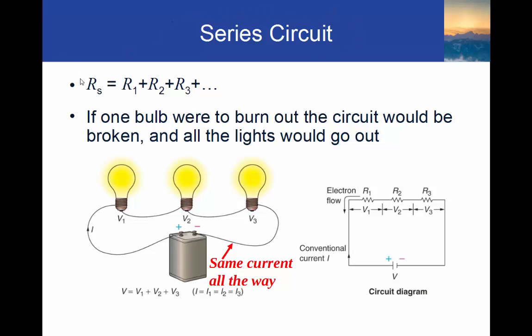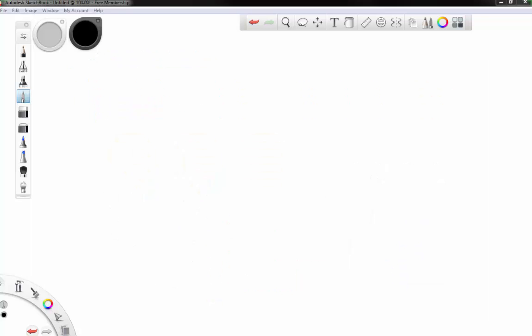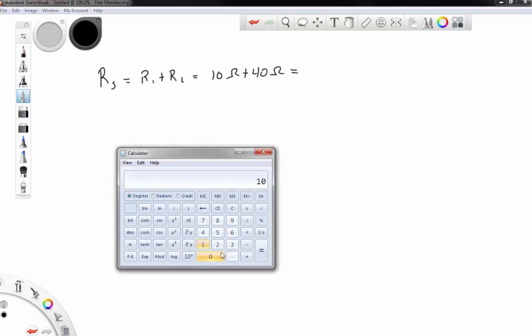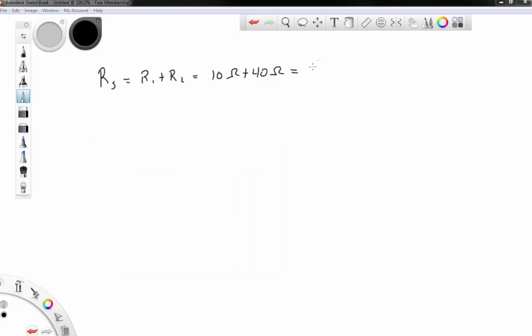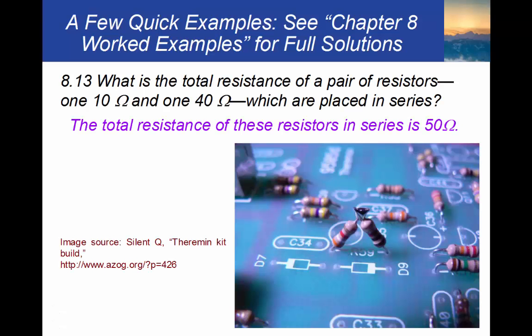So you might want to review the rules here for a series circuit. It says that the total resistance for a bunch of resistors combined in series is the sum of the individual resistances. So in this case we have Rs is equal to R1 plus R2, so that's 10 ohms plus 40 ohms, and I know some of you need a calculator to solve that. 10 plus 40 should give you 50. So the total resistance is 50 ohms in this case.